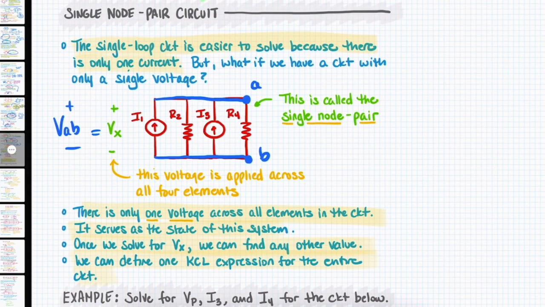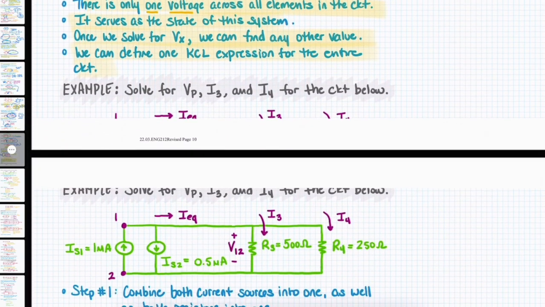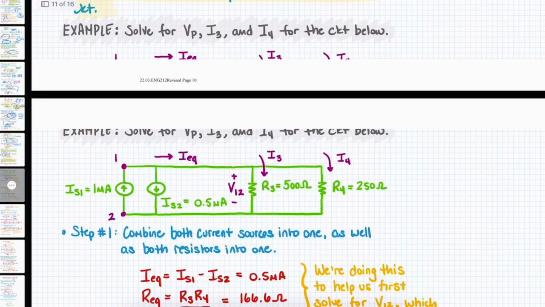So for this, unlike the single loop, I'm not going to spend as much time going through and deriving everything. I think the easiest way is going to be to sort of just jump into an example, and I think naturally we'll start to see where things can be solved for. But again, the whole goal is to get that Vx value. Once you have that, you can get anything else. All right. So this example asks us to solve for VP. Where is VP?